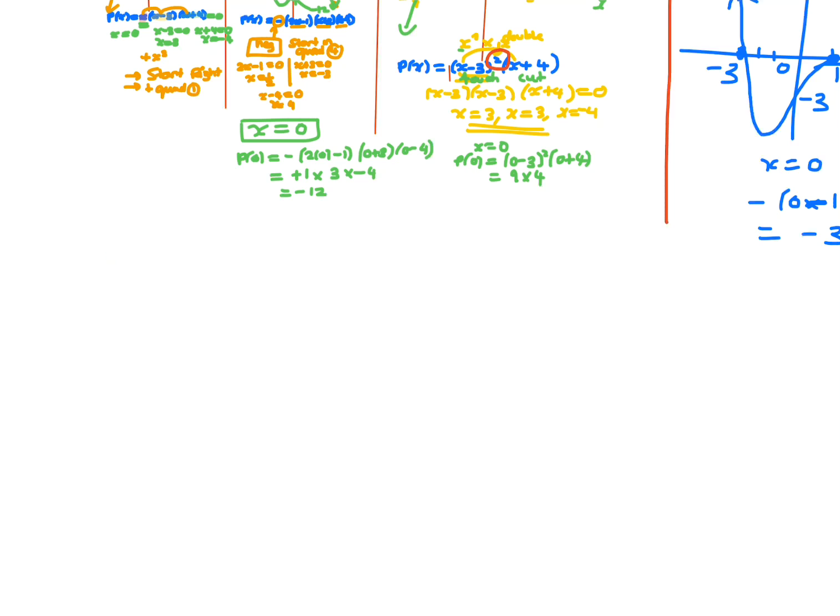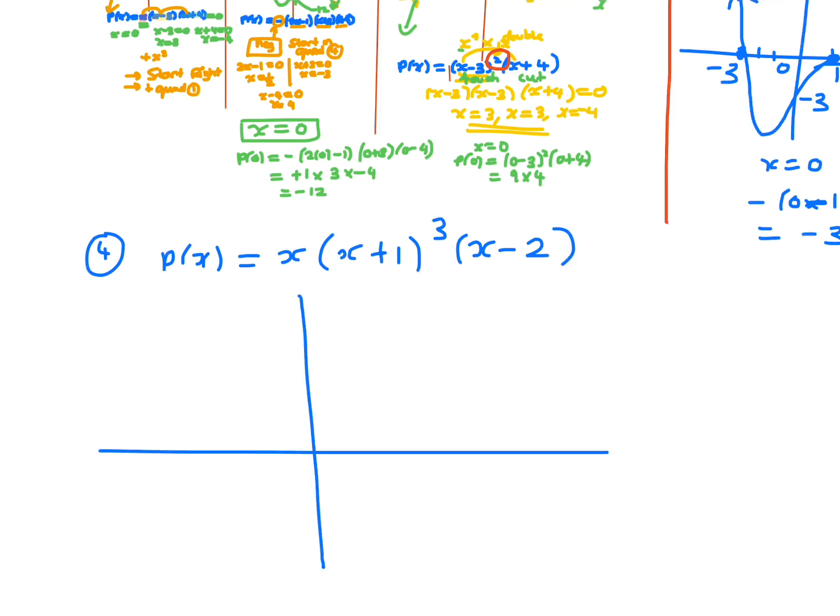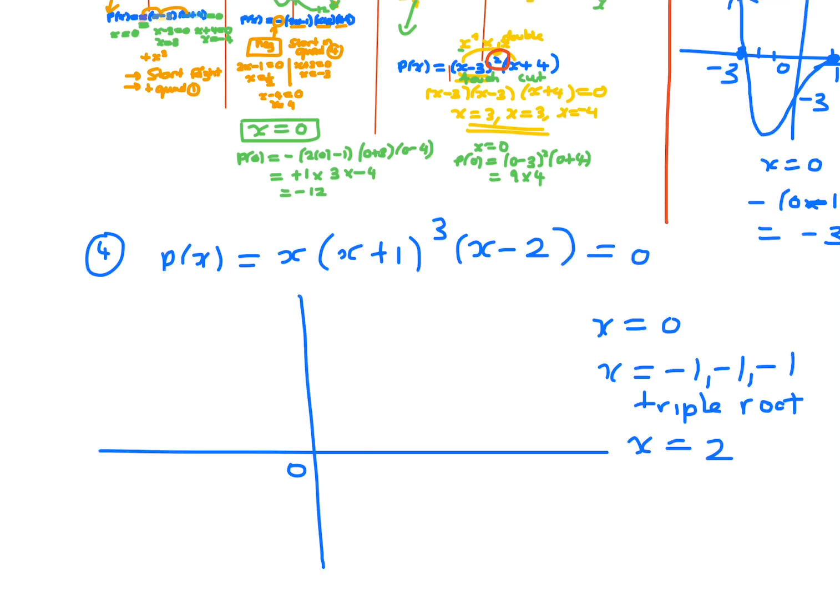We'll get rid of that. So let's just say we have p of x equals x, and we're going to go x plus 1, and we're going to go to the power of 3, and then x minus 2. Alright, so looking at this, when you make that equal to 0, the roots are at x equals 0. X equals minus 1, there are 3 roots, so we call that a triple root. And x equals 2 will be a single root. Okay, so there, and there.